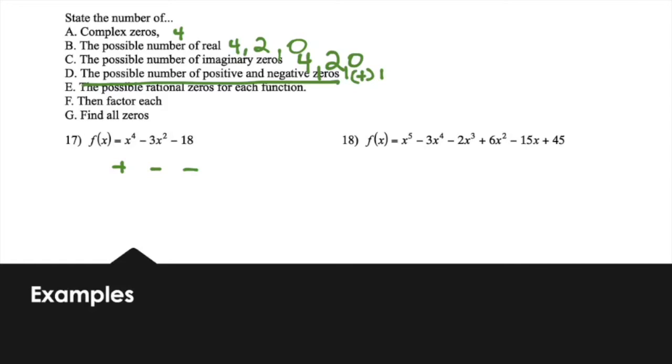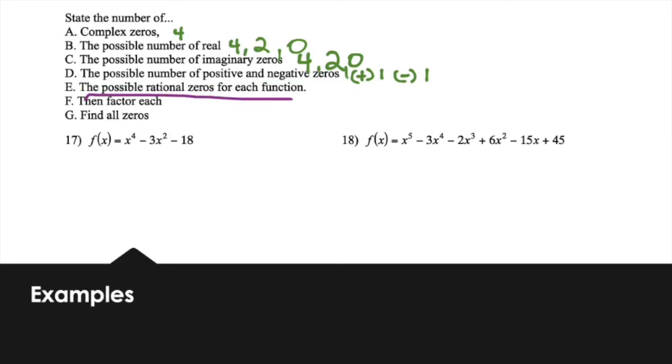Now let's do the negatives. Now the negatives, if I'm plugging a negative 1 in for x, it changes if I have an odd degree, but not for an even. So they don't change at all for the negatives, and I have one sign change again. So negative roots, I have 1 for both of those.